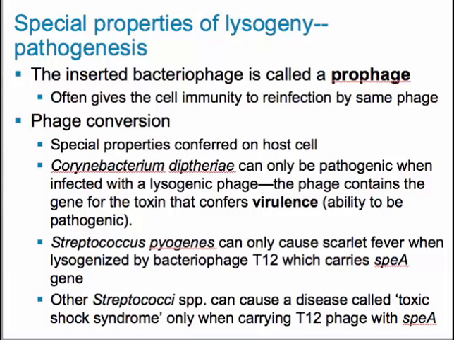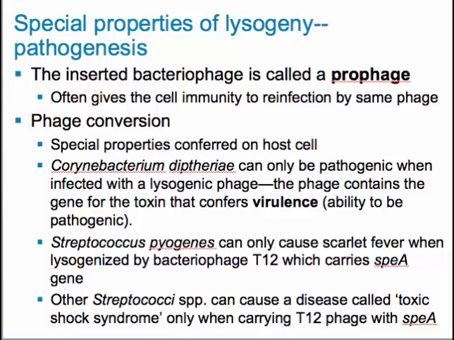In Corynebacterium diphtheriae, we know that Corynebacterium diphtheriae can cause the disease diphtheria. It's part of the childhood vaccination series. Diphtheria causes a pretty acute, sometimes fatal, childhood illness. But Corynebacterium diphtheriae can only be pathogenic when it's infected with a lysogenic phage. And this phage has to contain the gene for the toxin that confers virulence. And virulence is a vocabulary word that basically means the ability to be pathogenic.